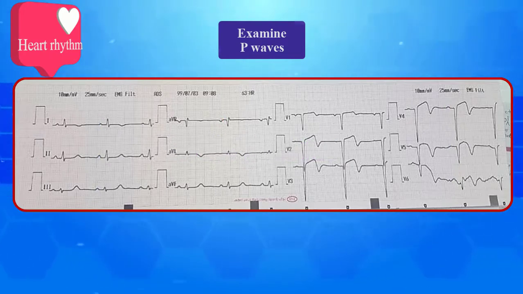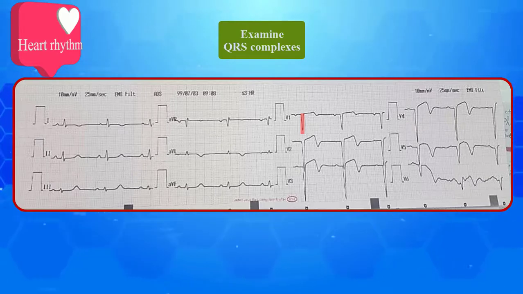Second, locate and examine QRS complex morphology. Here, the QRS complexes are nearly 2 small boxes in duration. So, we have narrow QRS complexes. The complexes are uniform as well. Therefore, all ventricular beats have the same origin.